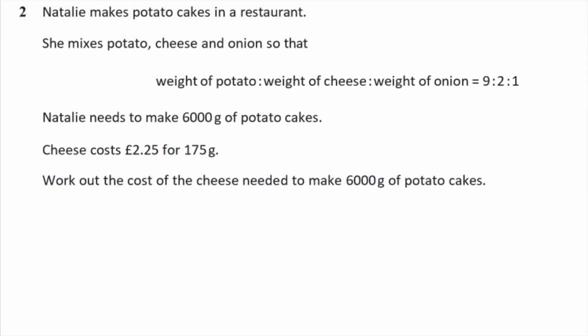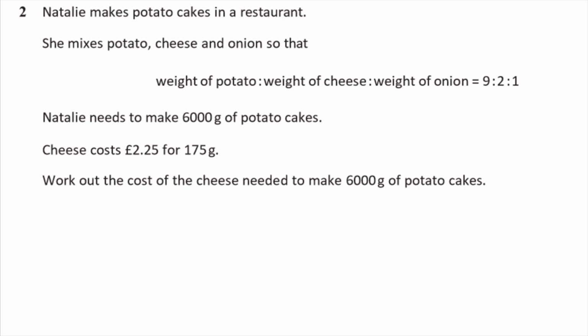Question 2. Natalie makes potato cakes in a restaurant. She mixes potato, cheese and onion so that the weight of the potato to the weight of the cheese to the weight of the onion is in a ratio of 9 to 2 to 1. Natalie needs to make 6,000 grams of potato cakes. Cheese costs £2.25 for 175 grams. Work out the cost of cheese she needs to make 6,000 grams of potato cakes.